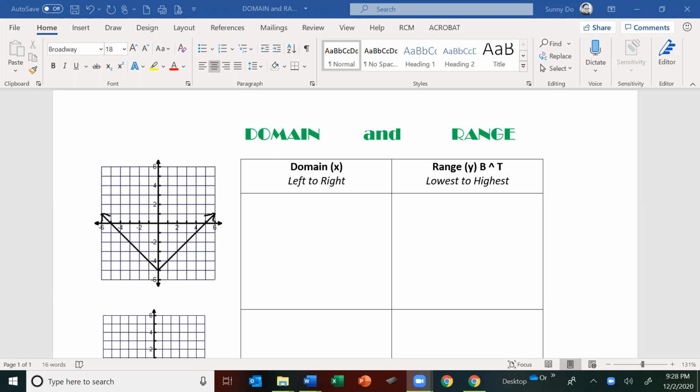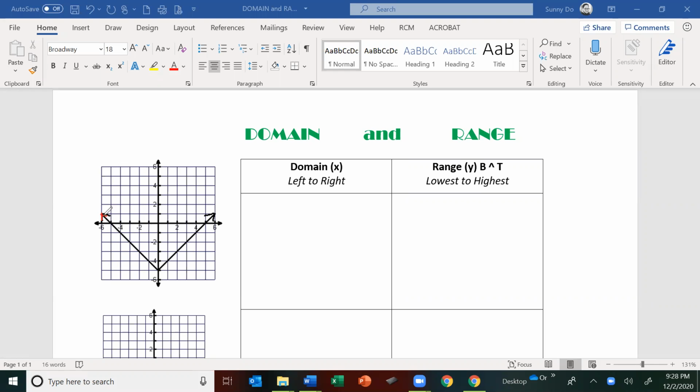Hi guys, today we are going to talk about domain and range. Okay, so domain on the graph is all the x values that go from the left to the right. Okay, so let's take a look at this graph right here. So we notice right here there's two arrows.